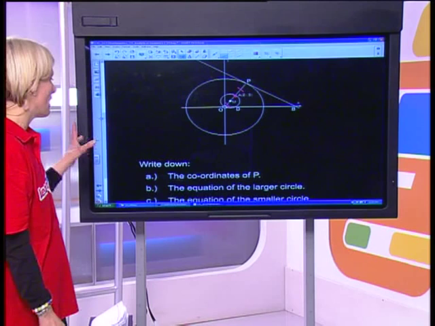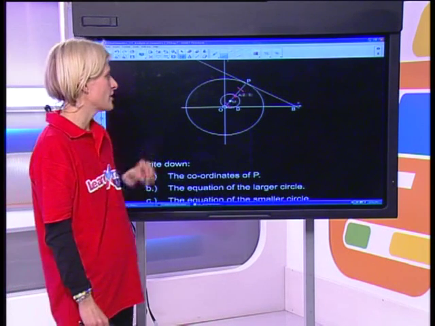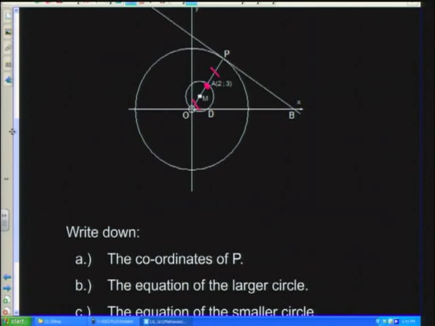The first question asks me to write down the coordinates of P. Right. Now, the first thing that I'm going to do is I'm going to say, all right, they haven't given me any indication as to what P is, so let me do this. I'm going to call P xy. And now I need to devise a plan.